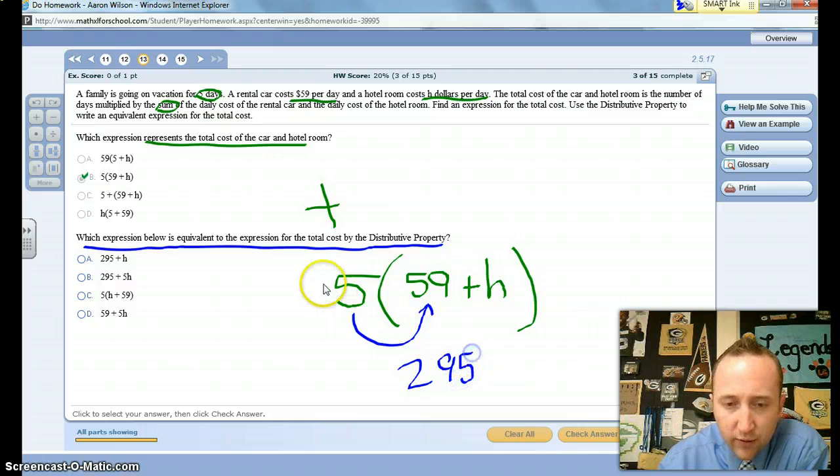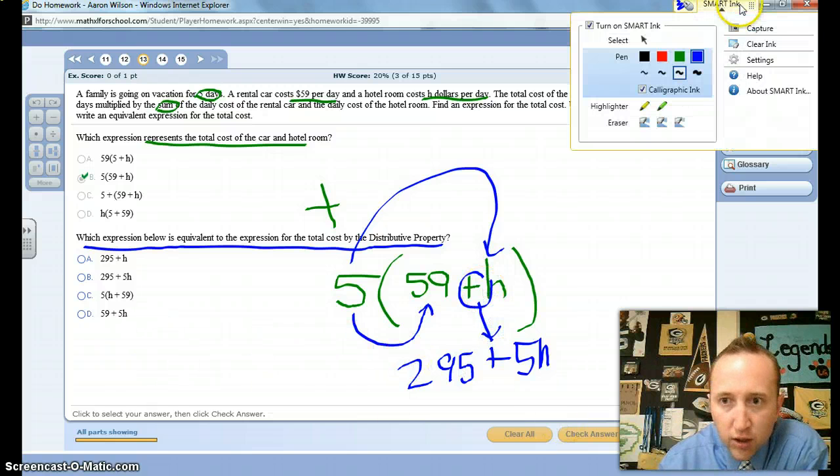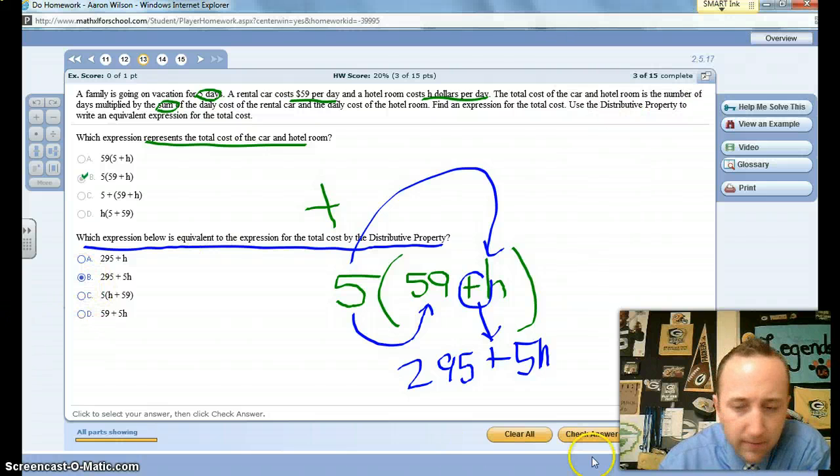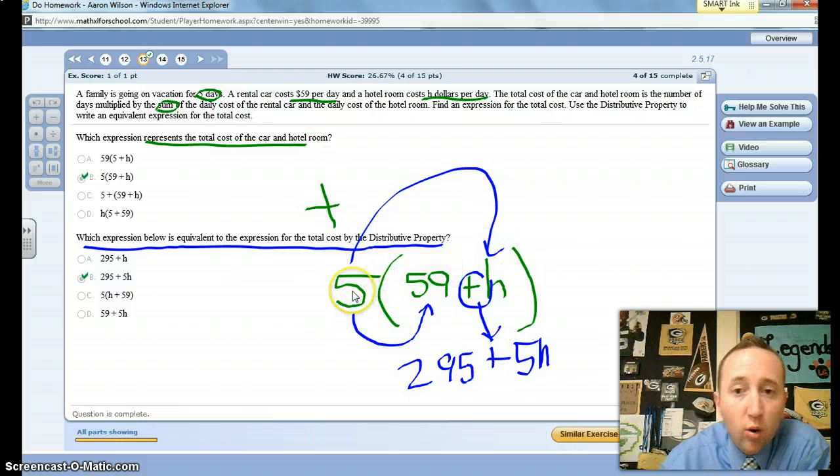And then we also have to distribute the 5 to the H. And 5 times H is 5H. And the plus sign goes in between because we're adding up here. So you just bring down the addition sign. So I'm looking for 295 plus 5H. That looks like choice B. Check answer. Got it. Okay, so I'm done showing the distributive property because I'm assuming by now you're starting to get the hang of this.